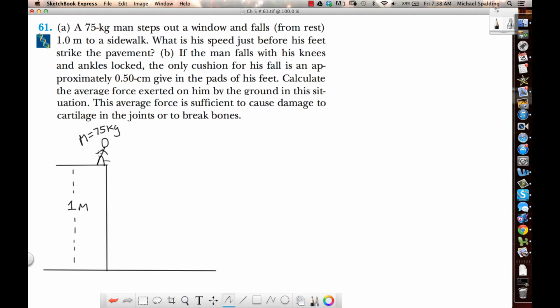So you could have done this with kinematics, right? You could do this with just a motion equation. But how would you do this chapter 5 style? So look, he goes like this. He goes down to the ground.